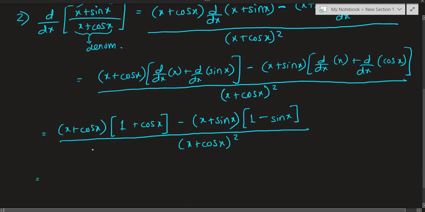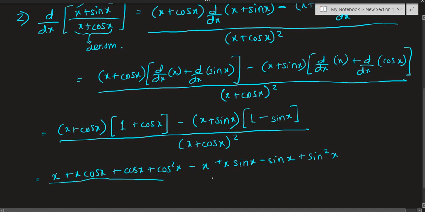Now if you want, you can probably expand the bracket. x plus x times the cosine of x plus cosine of x plus cosine squared of x minus x plus x times the sine of x plus the sine of x plus the sine squared of x. I'm sorry, there was a minus sine x, and you still have to divide that by x plus cosine of x the whole thing squared.